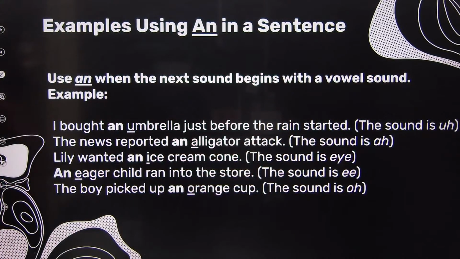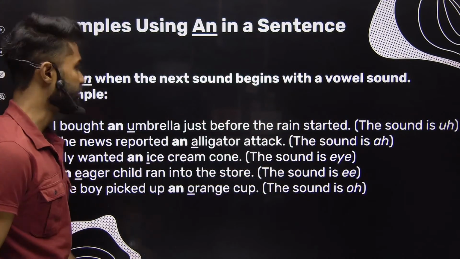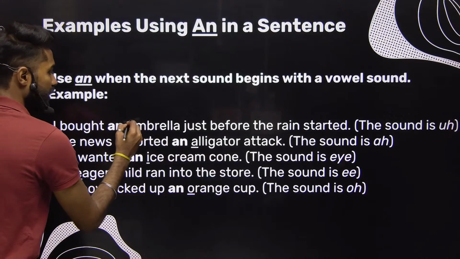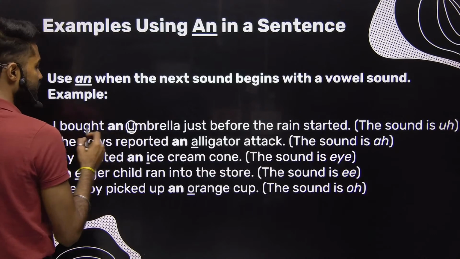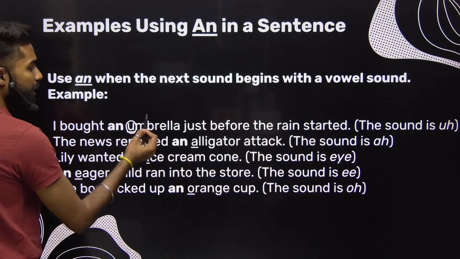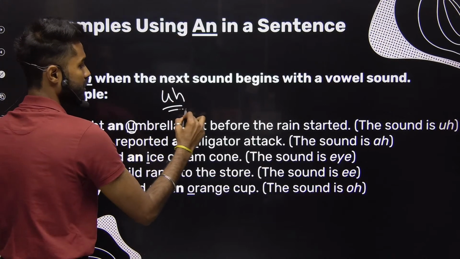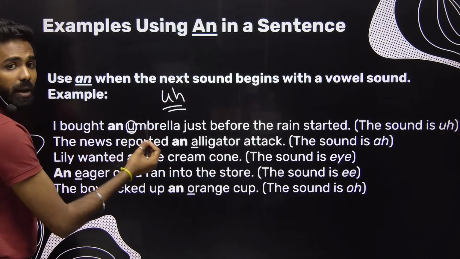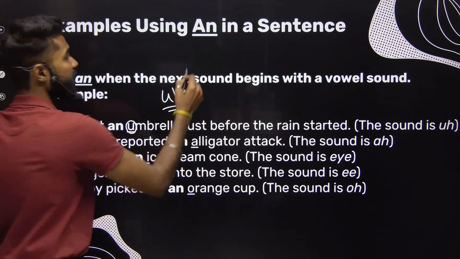Example using an in a sentence. Where to use an, sir? See here. I bought an umbrella. The pronunciation of umbrella is umbrella. All right. Whereas university.